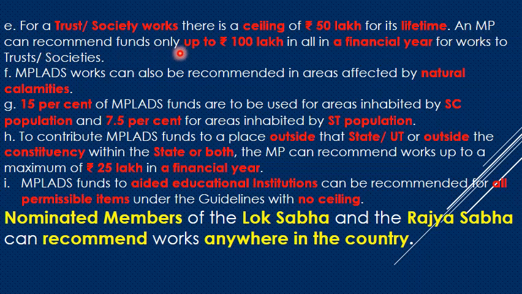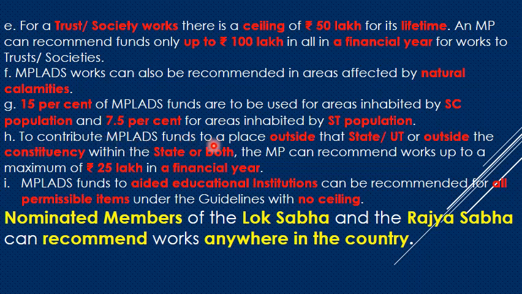An MP can recommend funds only up to rupees 100 lakh in all in a financial year for works to trusts / societies. That is only up to 1 crore in a financial year can be sanctioned for or recommended for trusts and societies. MPLAD works can also be recommended in areas affected by natural calamities. 15% of MPLAD's funds are to be used for areas inhabited by scheduled castes population and 7.5% for areas inhabited by scheduled tribe population.